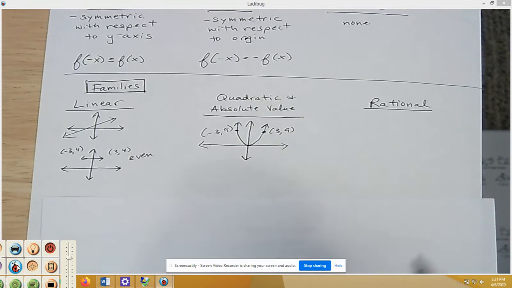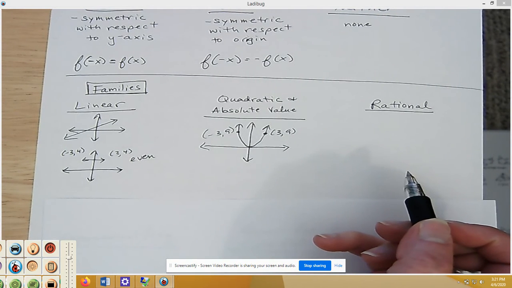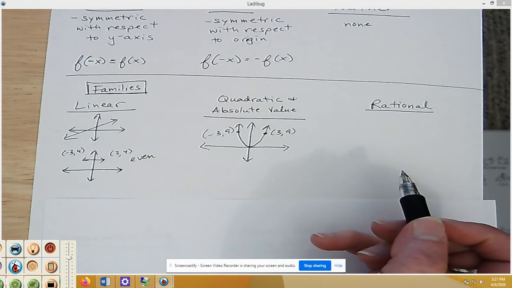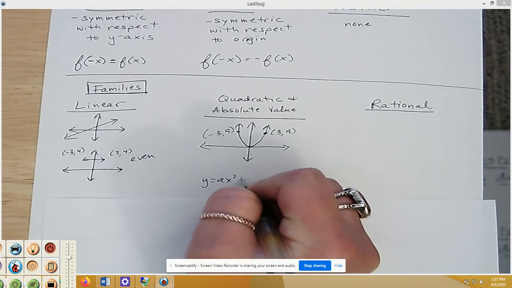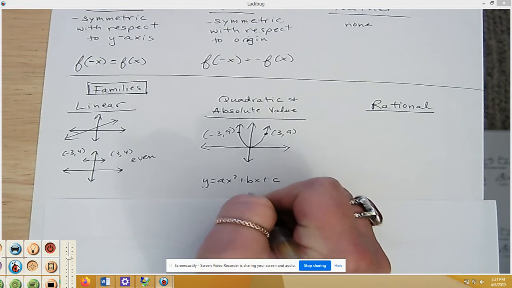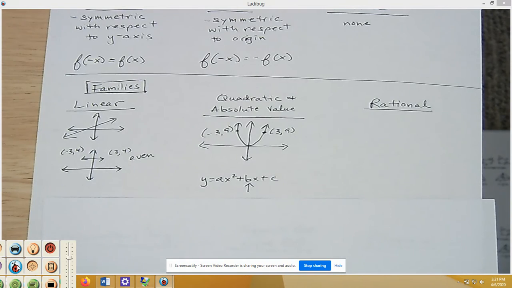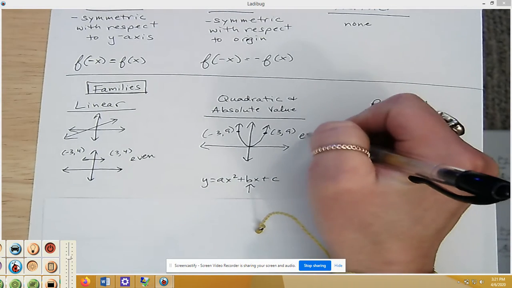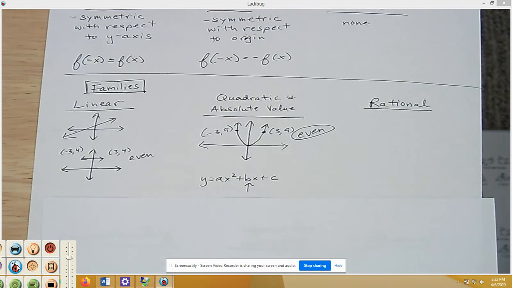However, if you put any other transformation left or right, or if you think of your standard form of a quadratic, y equals ax squared plus bx plus c, if you have a b value in there, that's going to mess things up and it will no longer be even. So sometimes it's even, but it will never be odd.